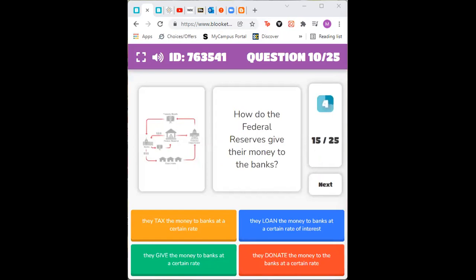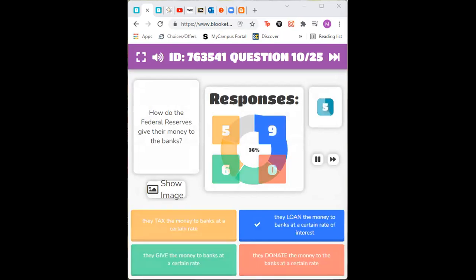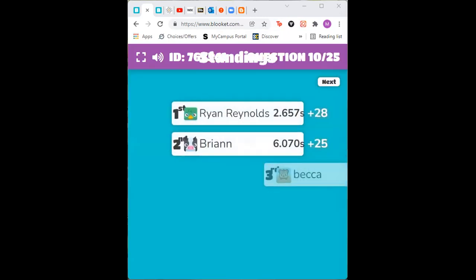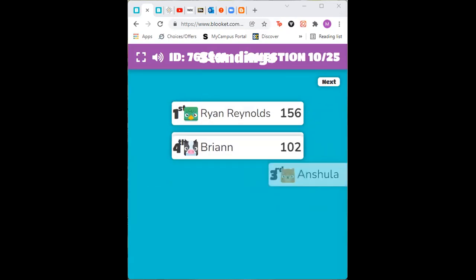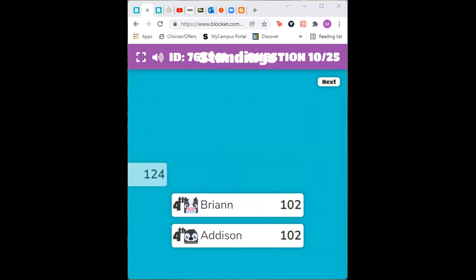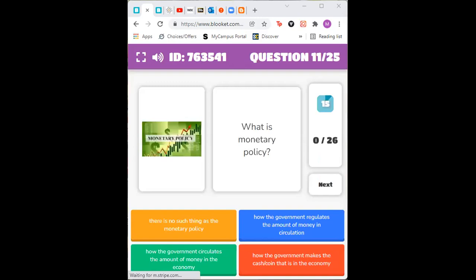This one's a good question, so pay attention to the answer. So yeah, the answer is they loan the money to banks at a certain rate of interest. That's how it works. They loan them money usually to fund withdrawals, because the deposits are currently being lent out as mortgages. So they need money for withdrawals.